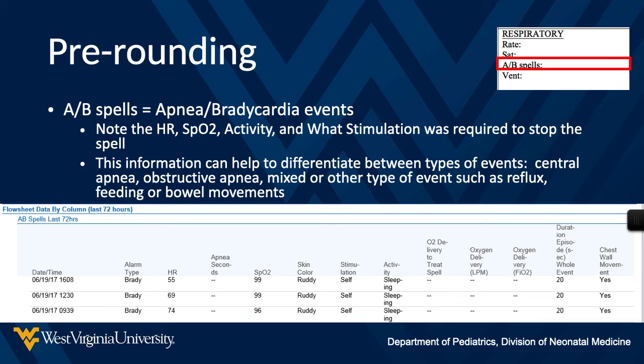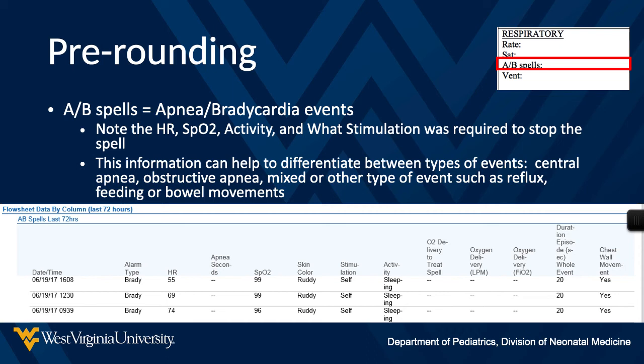This data can help to differentiate between types of apnea such as central, obstructive, or mixed apnea and guide diagnostic evaluation or management decisions. Several examples include a 30-week gestational age infant not previously on caffeine therapy having AB spells with no chest wall movement occurring during sleep that requires vigorous stimulation to resolve may benefit from caffeine therapy for treatment of apnea of prematurity.